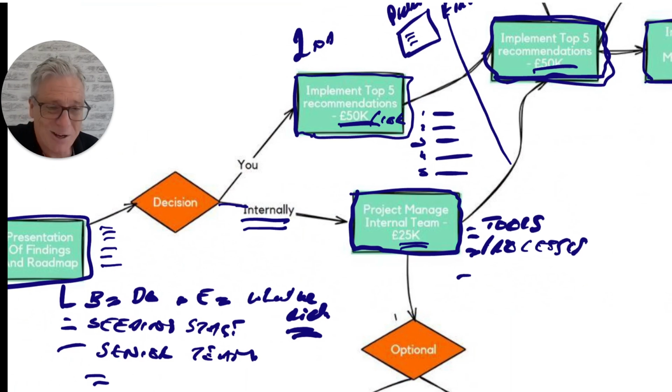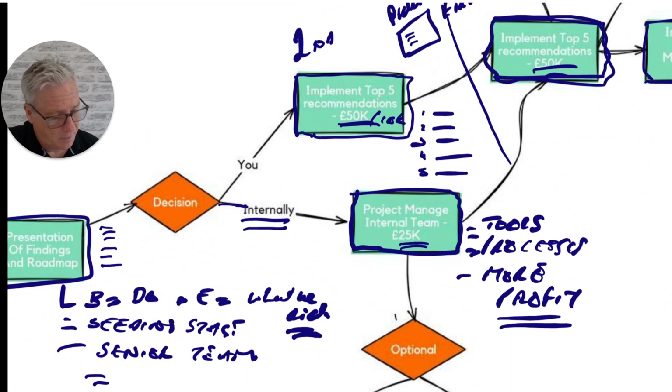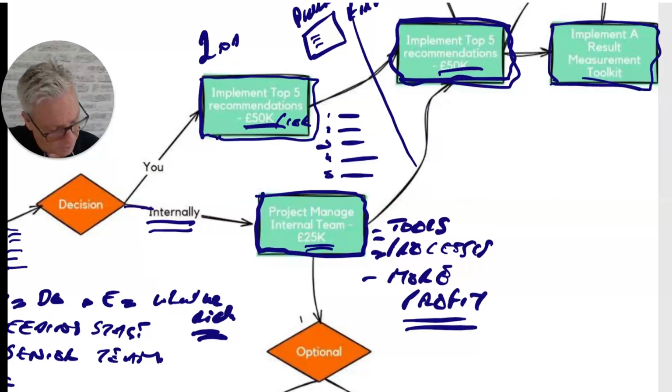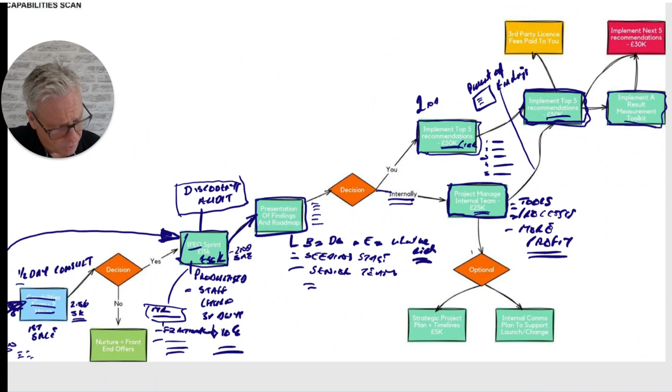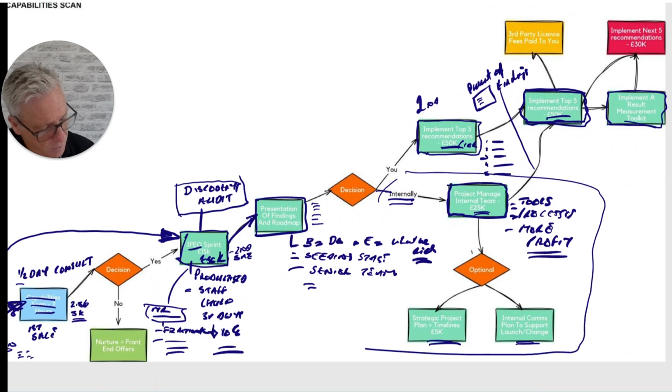And in fact, when we look at this, it's actually probably more profitable than doing it yourself. So you can actually make more profit from people that traditionally say no to you by having a system in place to do that. And then, of course, within that, once they go down that route, you can have options. You could give them a strategic project plan and timeline, which is an additional 5k. You can do an internal comms plan to support or launch the change, which is an additional fee if they wanted to do that. So this is kind of the making money from people that traditionally might say no phase.